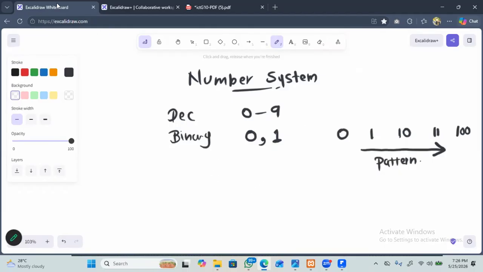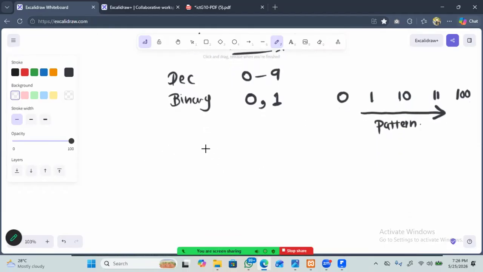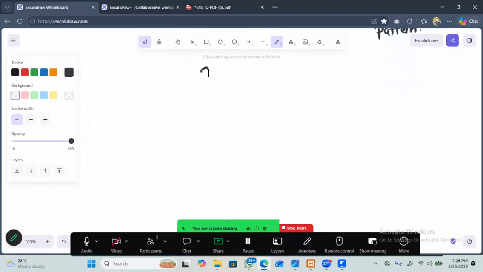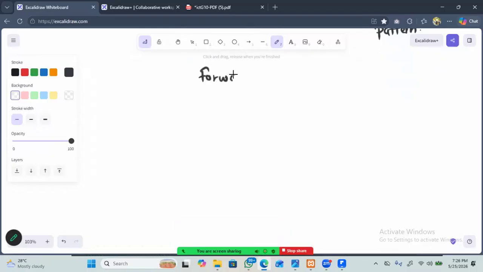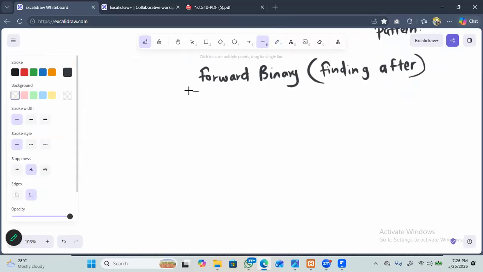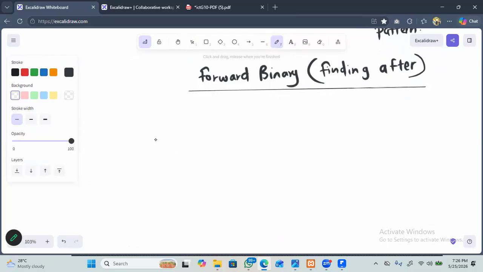Now listen very carefully. This is how we are going to do this. If you have a book, you can write down the topic: forward binary, or else you can put a bracket and write finding after number. This is our topic now. Write this topic in your book.